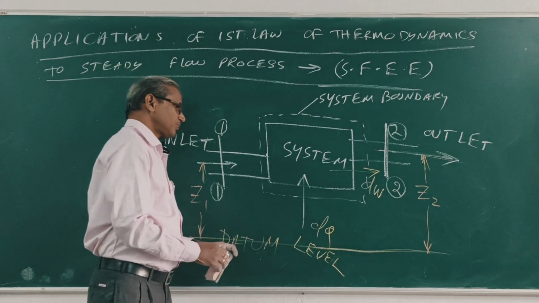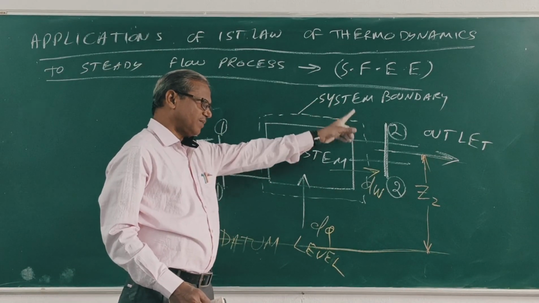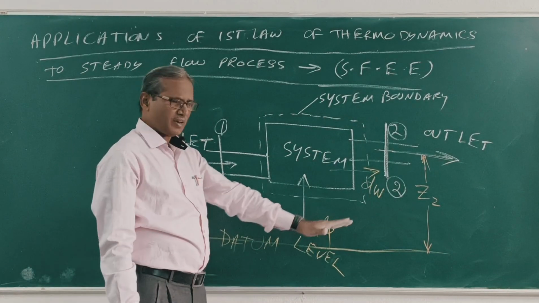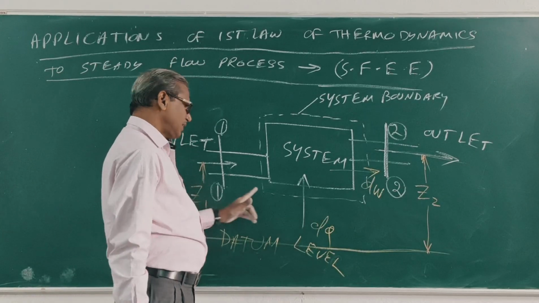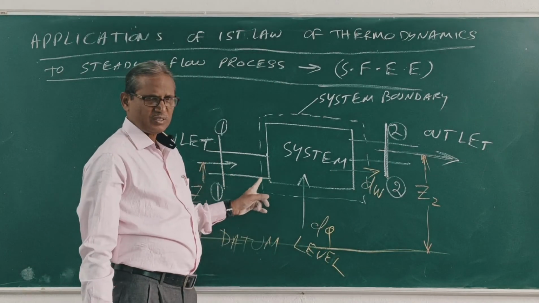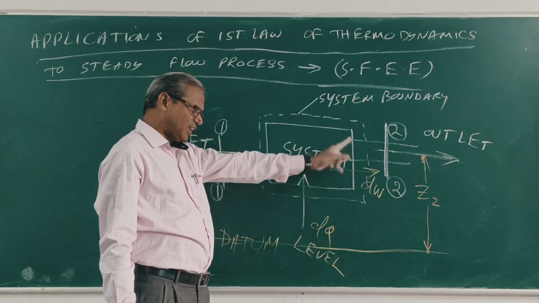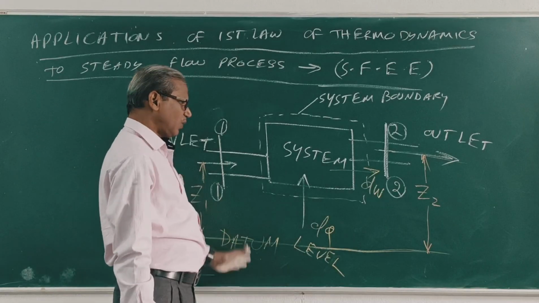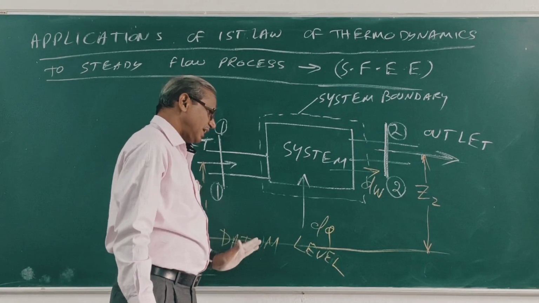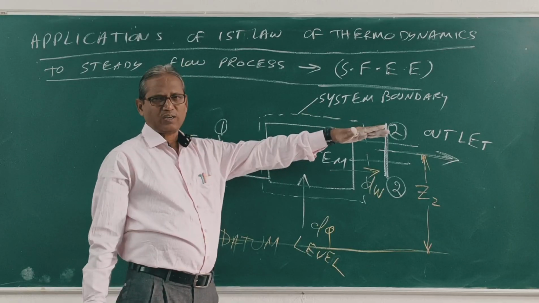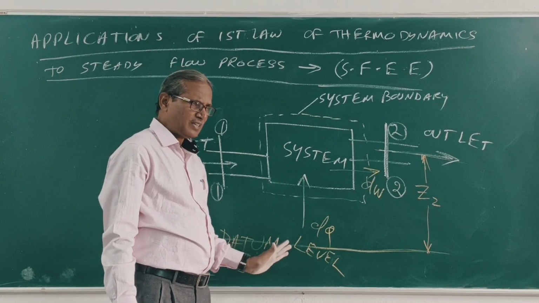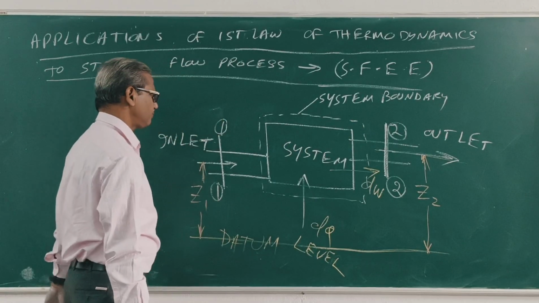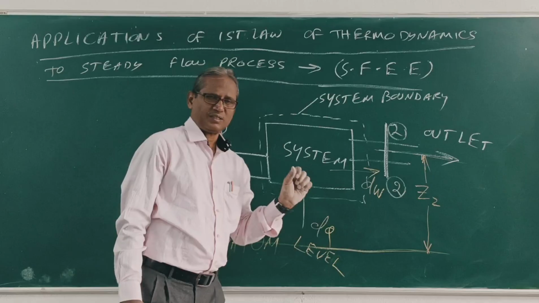Clear? This is the system, this is the boundary. Inlet, outlet. This is the datum level. From the datum level, the inlet is at a height of Z1. The outlet is at a height of Z2. Right? Z1, Z2. This is inlet 1, outlet 2. Heat is supplied at the inlet, work is done at the outlet. The total heat supplied is at the inlet and the total work done is at the outlet. Right? Now, what is the steady flow energy equation?